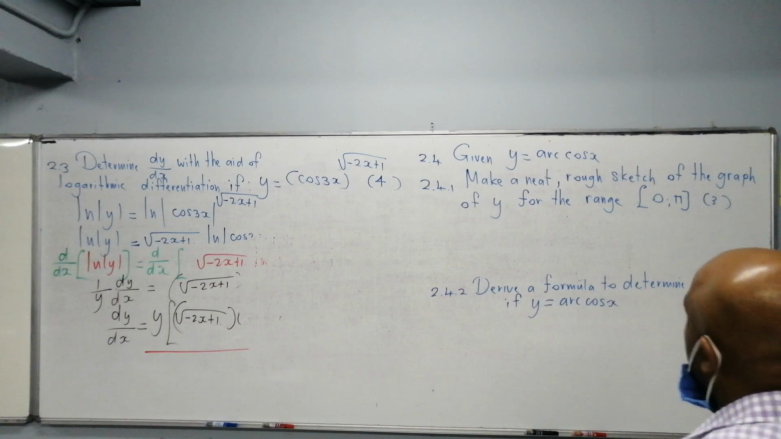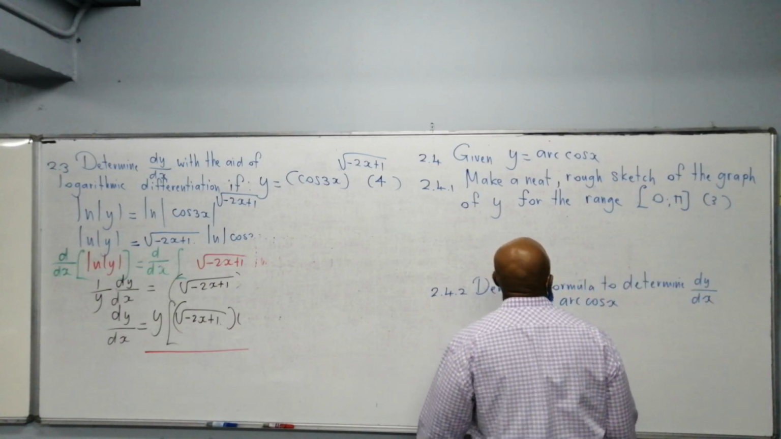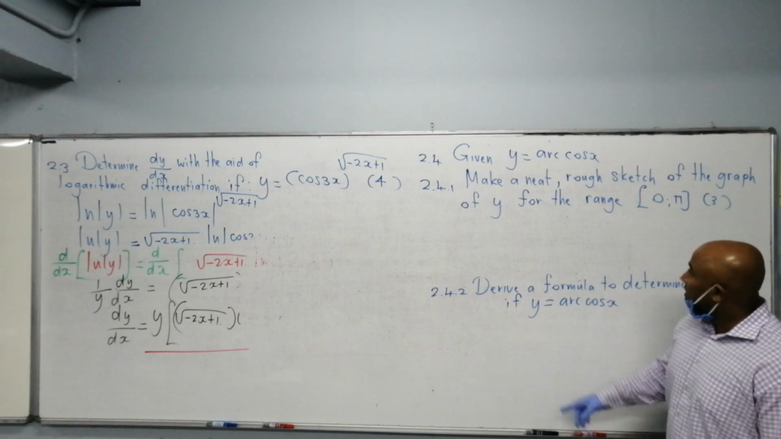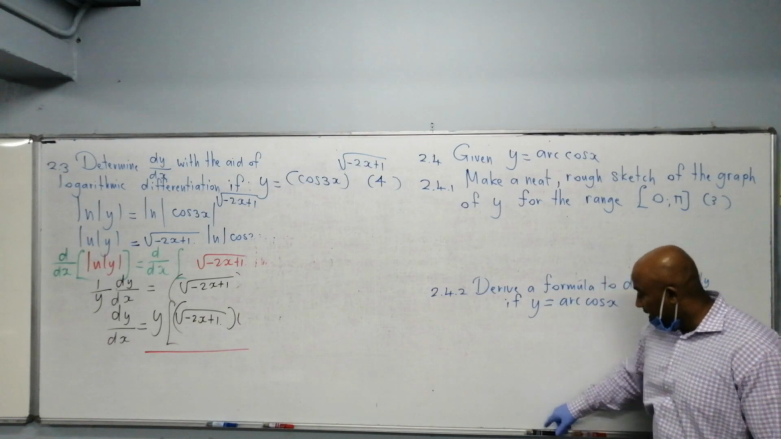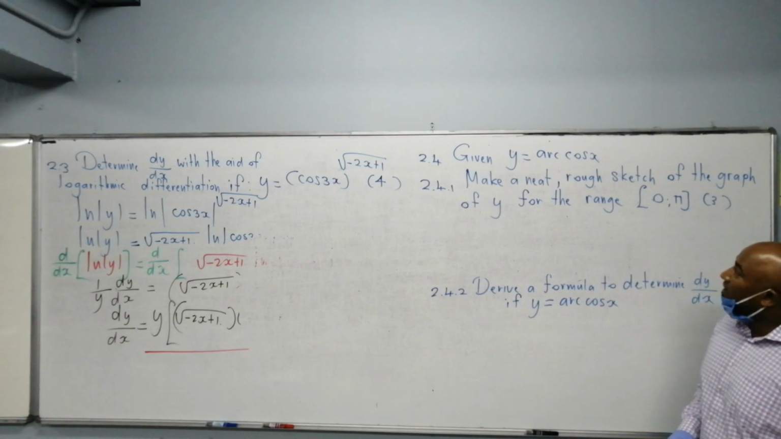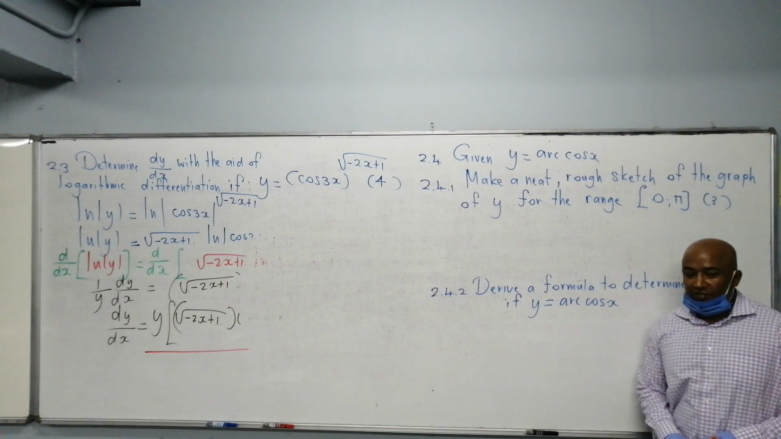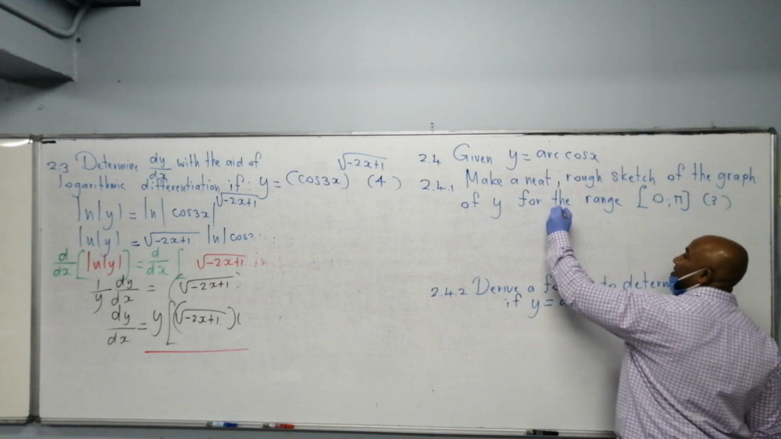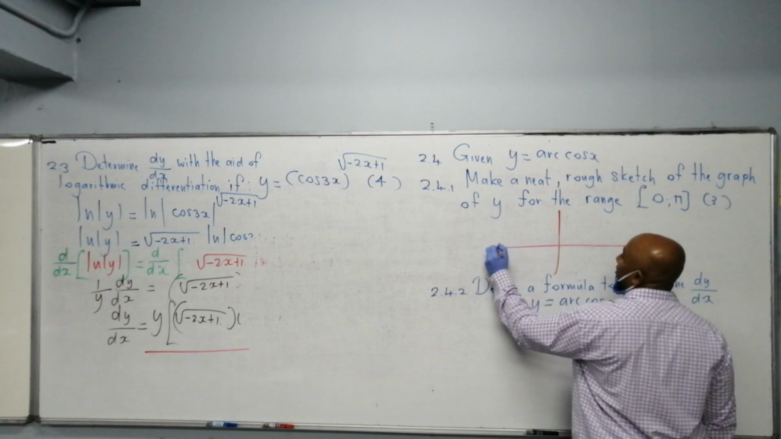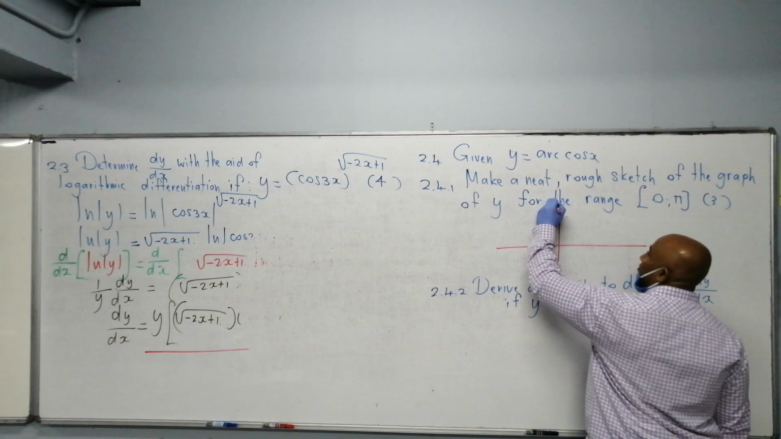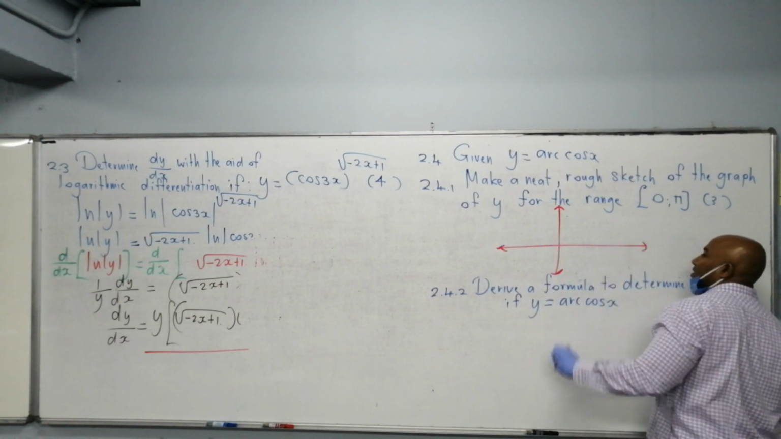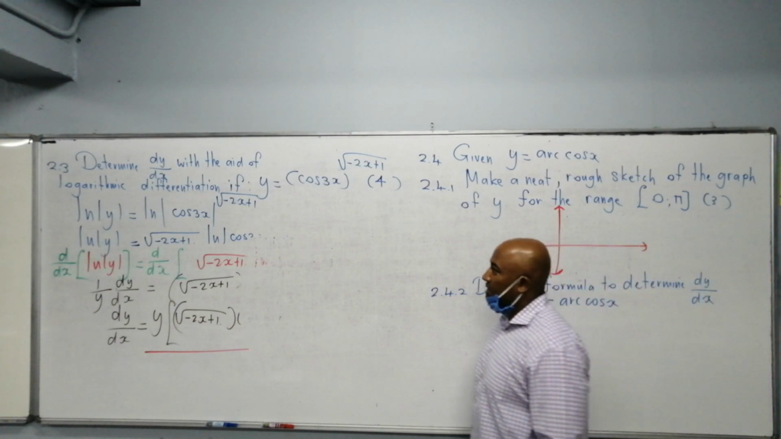Right, 2.4.1, make a neat rough sketch for the graph of y for the range 0 to pi. So this is the inverse cos graph. In order to know how to sketch this graph, obviously you must know the actual cos graph.